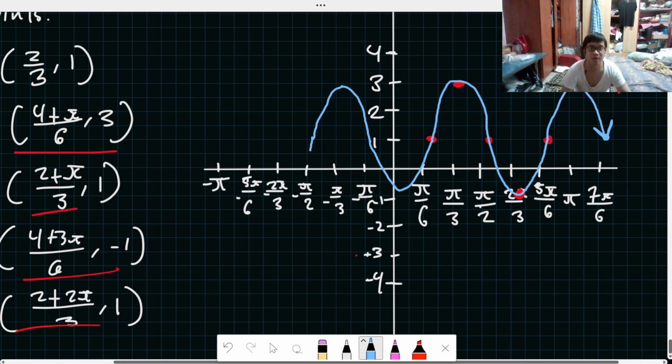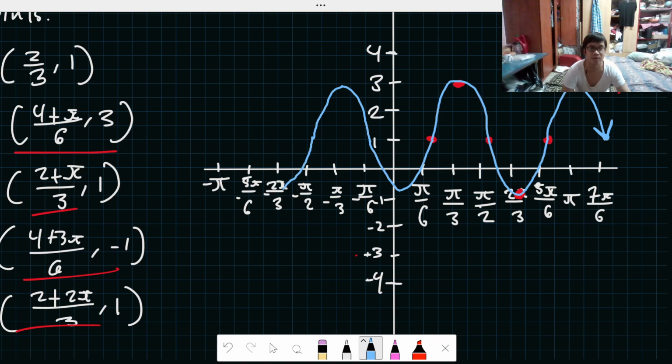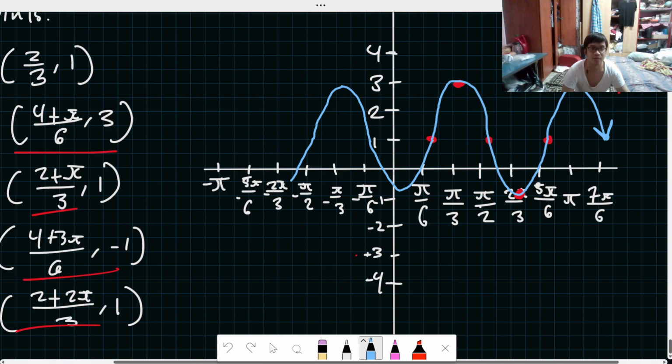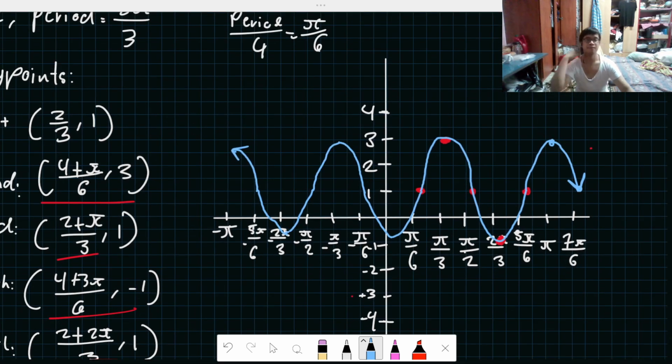Now we'll continue the pattern again. So we go down until here. Wait, no. We go down just here. Then we go middle, so here. Then we go up. And I think I'm going to stop right here. All right, there we go. And that's the graph.